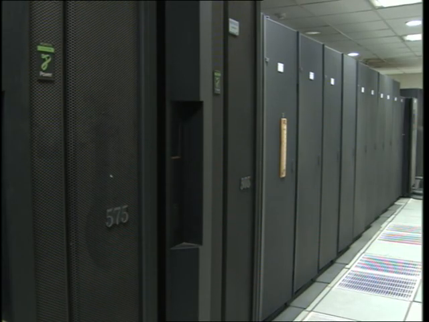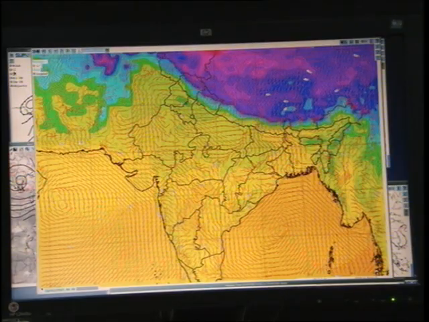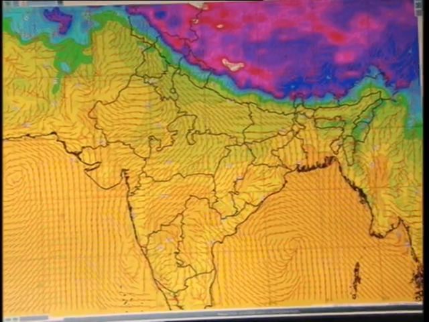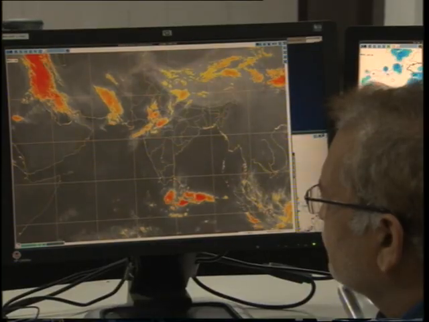For example, at this point in time, we are running global model at a horizontal grid resolution of about 23 kilometers, and slice the atmosphere into 64 vertical layers. And at each grid point of this simulated mesh, you have to assign value of meteorological parameters, that is temperature, humidity, pressure, wind speed, wind direction, and so on and so forth. And that is done through observations.